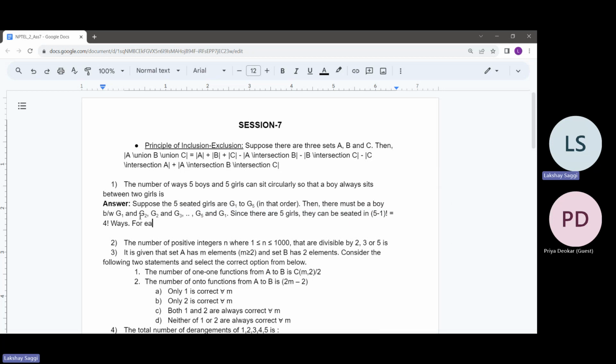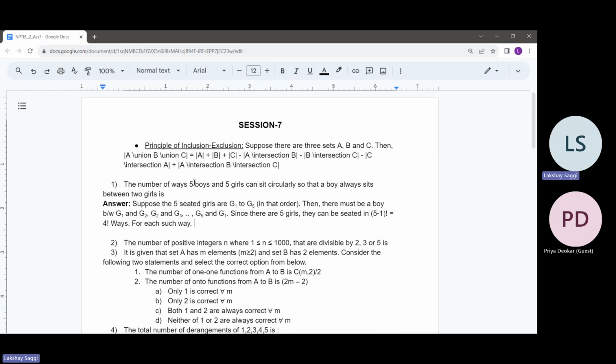And now for each such way of seating these girls, we have these 5 spaces between the girls. Let's say the girls are G1 to G5, then we have one space between G1 and G2, one space between G2 and G3, and similarly one space between G5 and G1. So there are these 5 spaces, and we need to put these 5 boys in one of these spaces each, right? So basically, each space must get one boy, and there are 5 boys.